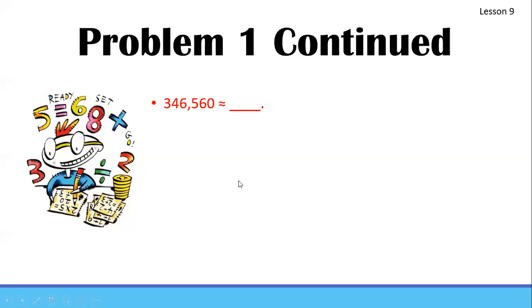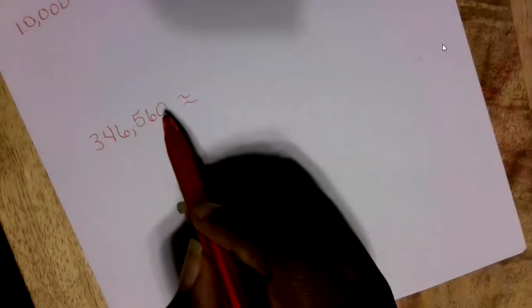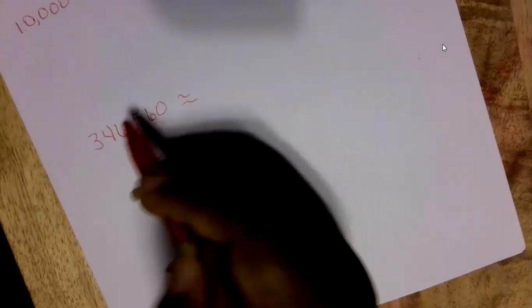Okay? All right, so we're going to do another one where we have 346,560, and we're rounding to the nearest 1,000 first. So between what two thousands is 346,560? I have to find my 1,000 place value. So I have ones, tens, hundreds, thousands.